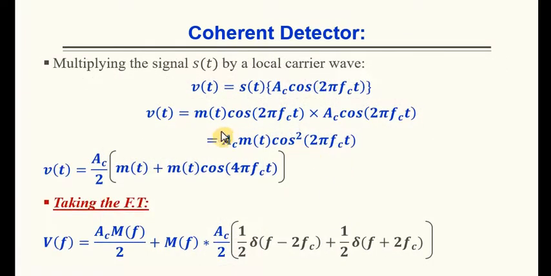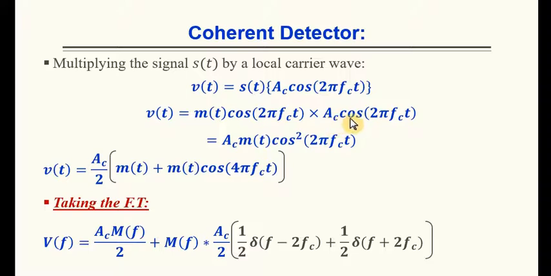Having said that, v of t is equal to S of t AC cosine 2 pi fct, and if we replace S of t, we know that S of t is equal to m of t cosine 2 pi fct. This expression represents S of t, as we know. This is the modulated signal, multiplied by the local carrier wave, which is AC cosine 2 pi fct, after we assume that phi is equal to 0, or there is no phase shift.